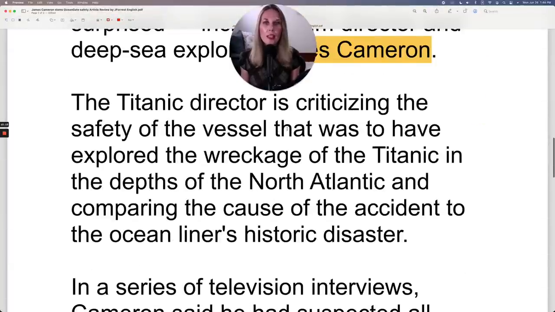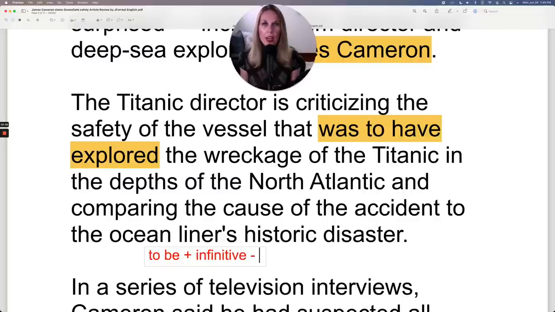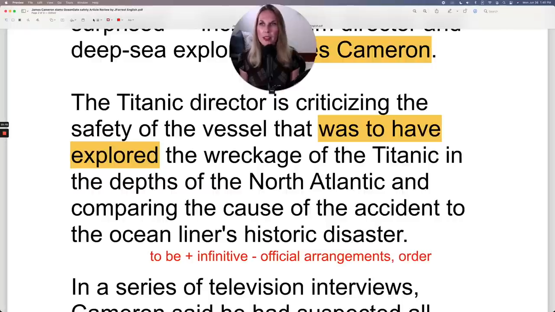Let's take a look at this sentence structure because it's quite advanced. The vessel that was to have explored. This might look a little awkward to you. So let's talk about this sentence structure. There is a grammatical structure where we use the verb to be plus the infinitive. And this is used for official arrangements or orders. I could say, I am to finish the report. I am to finish the report.